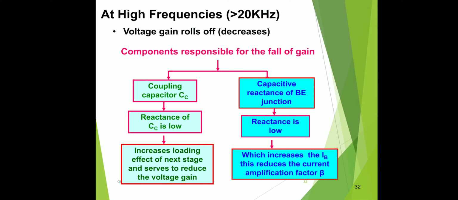Another reason is the inter-electrode capacitance between the base emitter junction. This reactance is low. This low reactance increases the base current. So this increased base current is reducing the current amplification factor beta. That means the collector current also decreases.